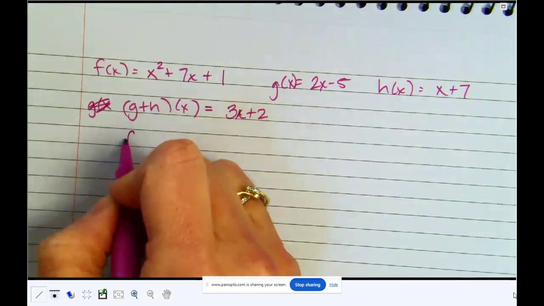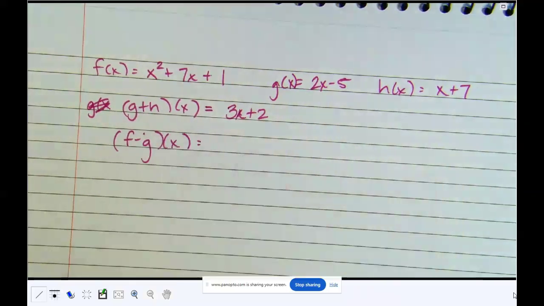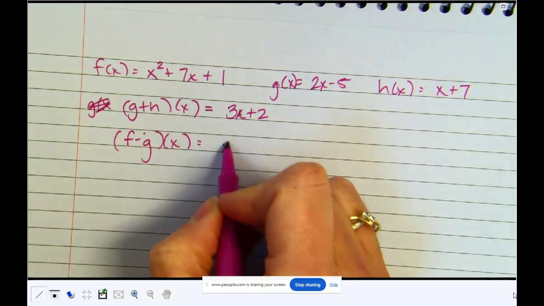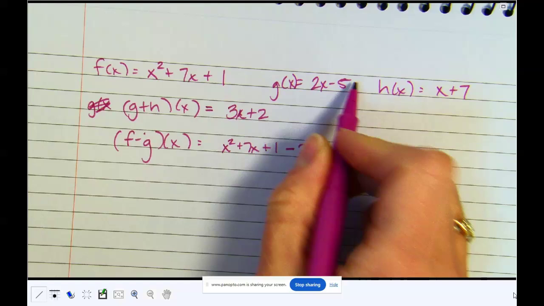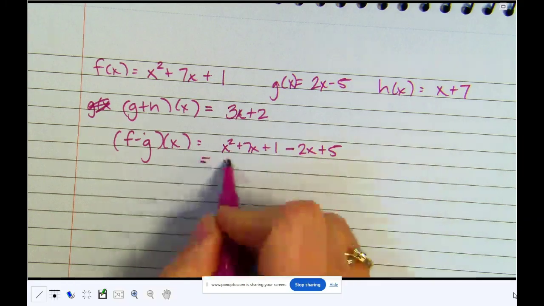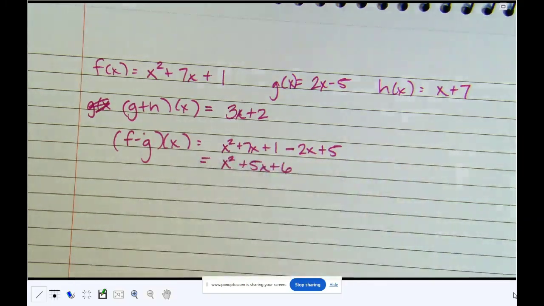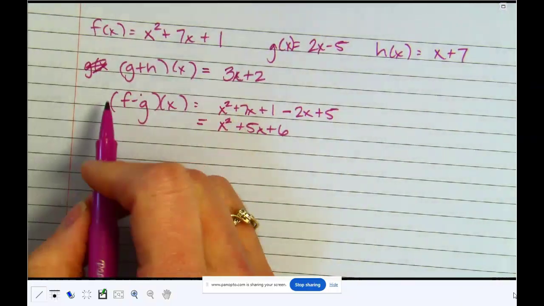So you want to be careful. If you have f minus g, for example, be really careful that you are subtracting both pieces of g. So 7x plus 1 minus 2x minus a negative 5 would turn into plus. Be careful of that. So the final answer would be x squared plus 5x plus 6. I'm not going to talk about multiplication. We've done that enough. Let's talk about division, though.